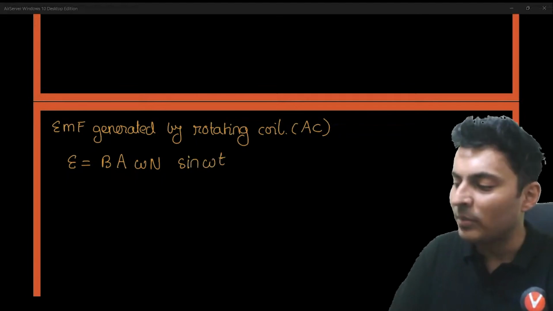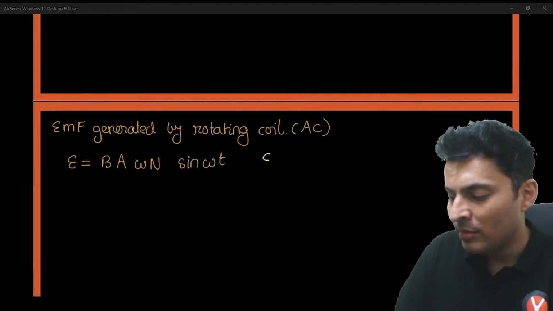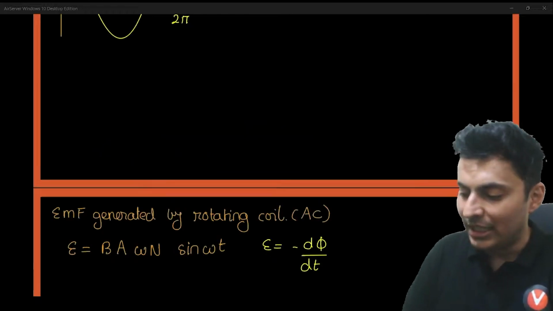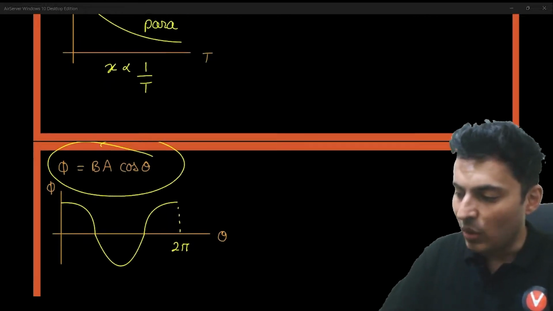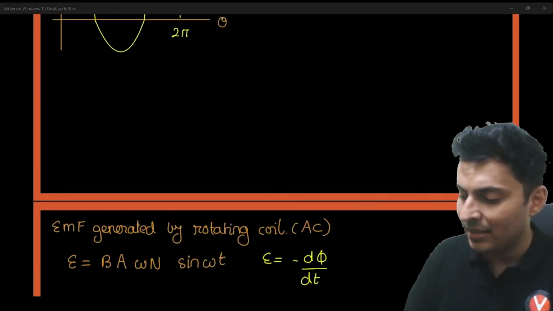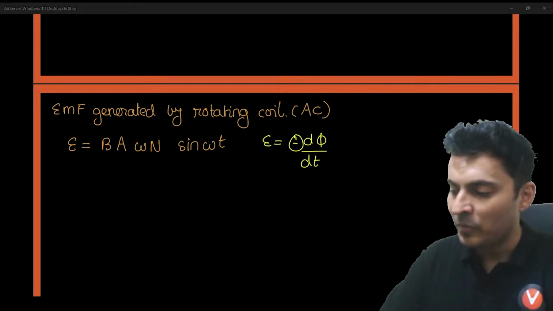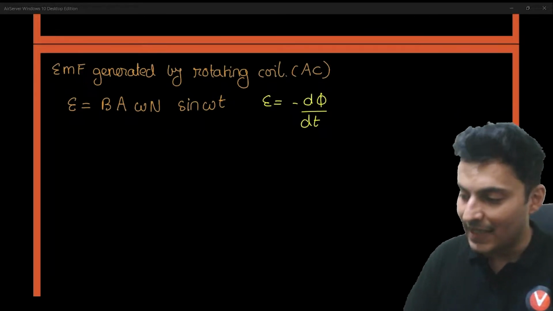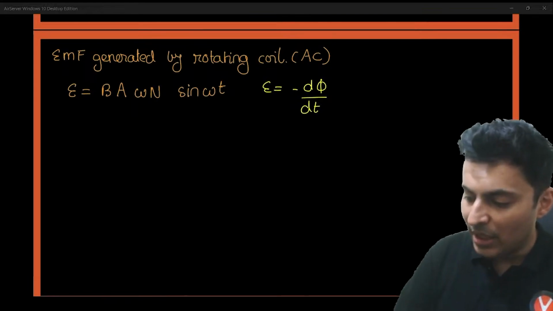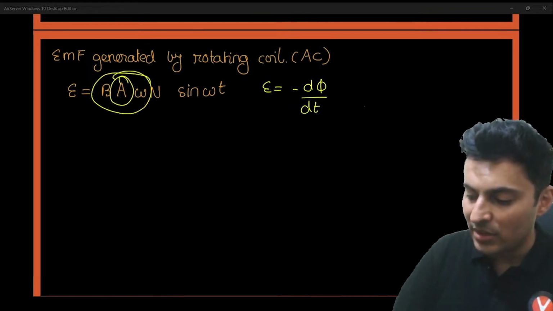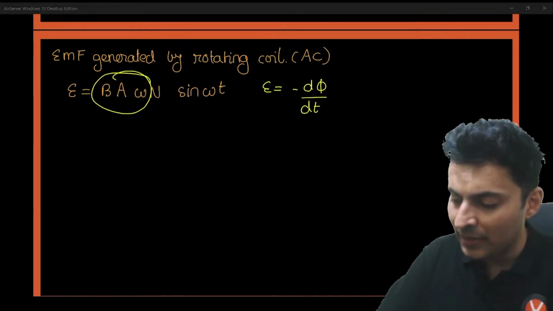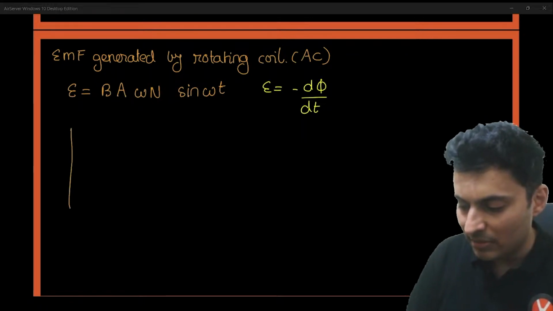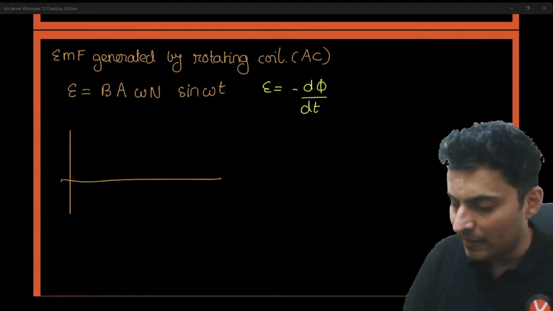Where does this come from? It comes from Faraday's law. Basically, E is minus d phi by dt. So if you take the derivative of this, the cos derivative will become minus sine, and another minus will make it positive. That's how you get BA omega N sine omega t. Because B, A, omega and N are constant, the only varying term is sine omega t. You will notice the graph looks like a sine graph.